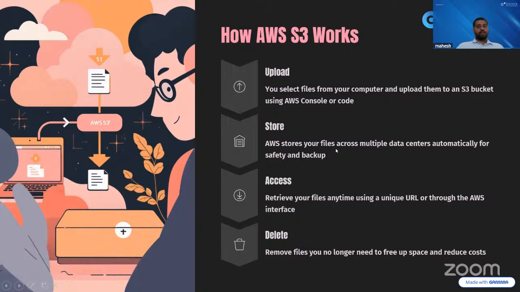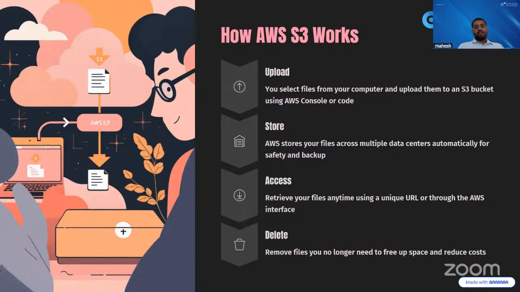AWS stores your files across multiple data centers automatically for safety and backup as well. So we'll be using the AWS data centers especially for storing, and for backup we can also use them. Access: we can retrieve the files anytime using a unique URL or through the AWS interface, like Cloud Shell. So we can simply access the objects that have been stored on the platform.